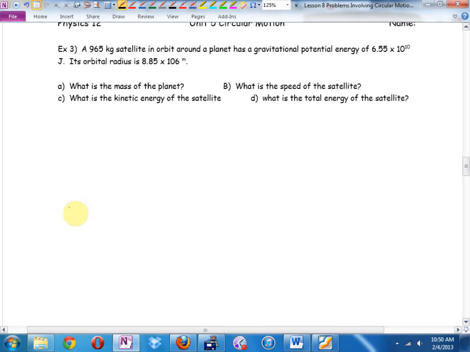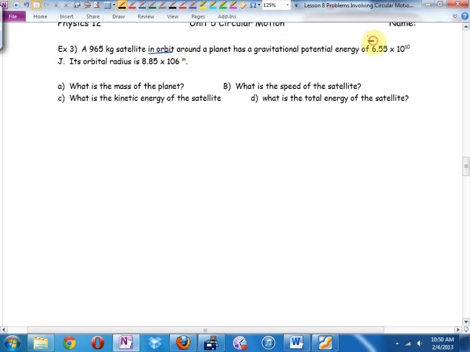Example 3. Last one. A 965 kilogram satellite in orbit. That's important because that tells me that I can use Fg equals Fc and all sorts of stuff if I need to. Has a gravitational potential energy of that much? There are a couple of typos here. I finally fixed them and I keep forgetting to, but I did this morning.